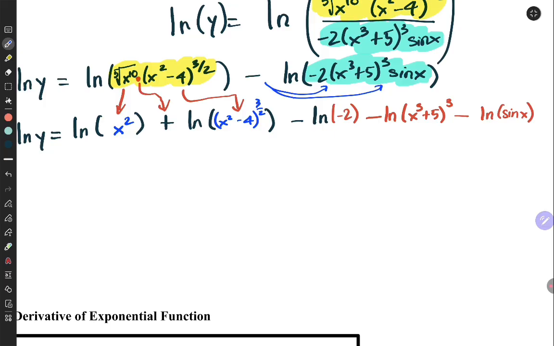2x over x squared. U prime over u. 2x over x squared, and so on. 0, that leaves a real constant. 0. Or maybe this one.